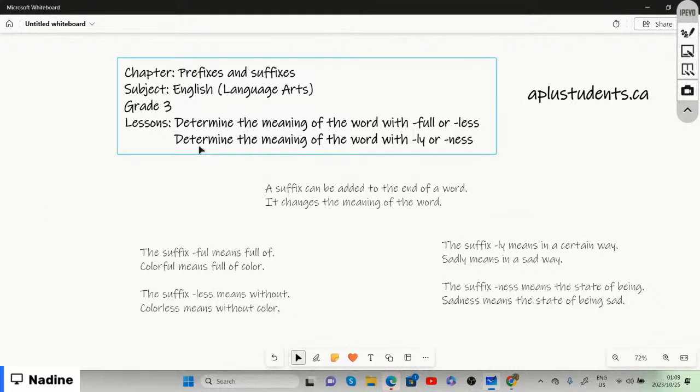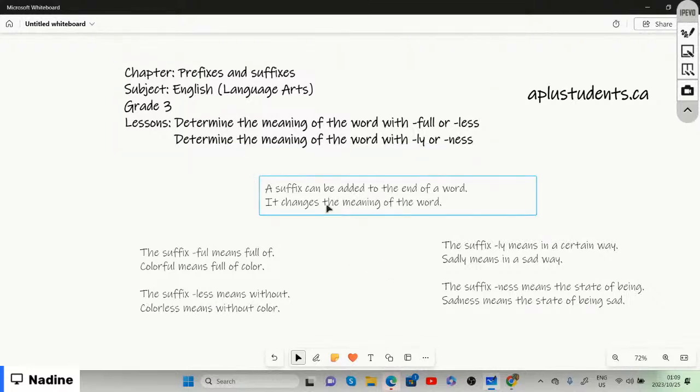And our lesson. We said the lessons that we are focusing on are full or less, ly or ness, which means that these are suffixes. So our main focus is on suffixes, and a suffix can be added to the end of a word and it changes the meaning of the word. Meaning, if we have our base word, a word that can stand on its own, then the word means something. As soon as we add a suffix to the word, the meaning either changes completely or slightly changes.